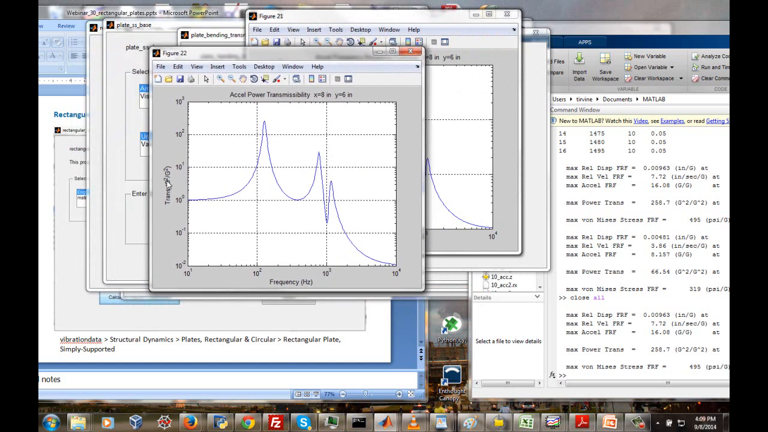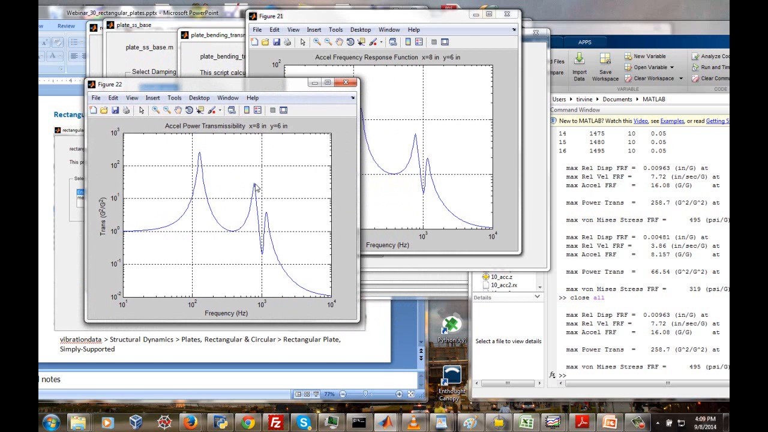Okay, here's the acceleration power transmissibility at the center of the plate. This is actually G square out divided by G square in versus frequency in hertz. The 128 hertz spectral peak for the fundamental mode is very prominent. And this higher mode here is also contributing to the overall response. And this will become particularly important, these higher modes, when we do a pyrotechnic simulation, a base input.